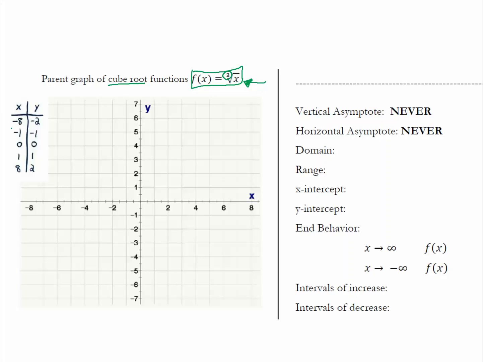Right, so I started with a -8, and the cube root of -8 is -2. I picked a -1, and the cube root of -1 is -1. I picked 0, the cube root of 0 is 0. So I went ahead and I plotted these points.